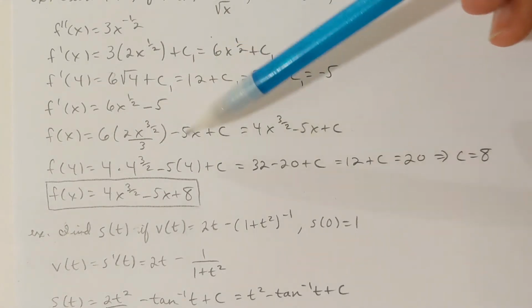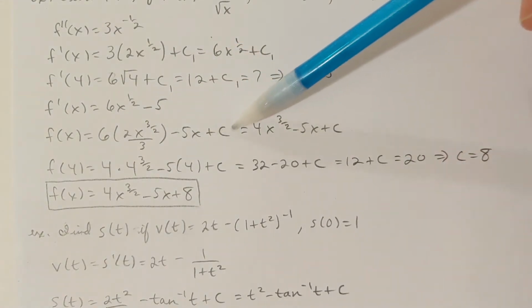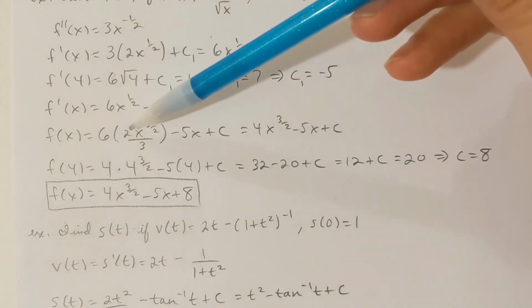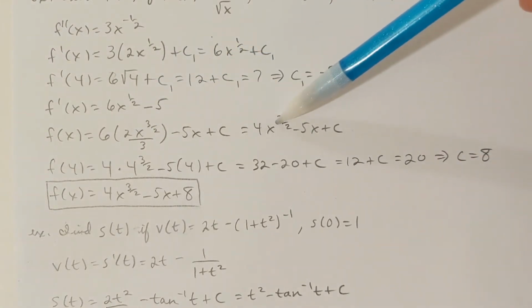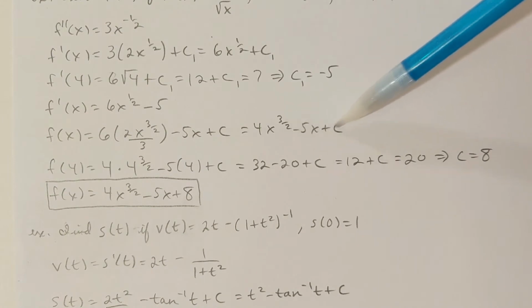Minus the antiderivative of 5 would be 5x, and then plus a constant. 12 over 3 is 4, so we have 4x to the 3 halves minus 5x plus a constant.